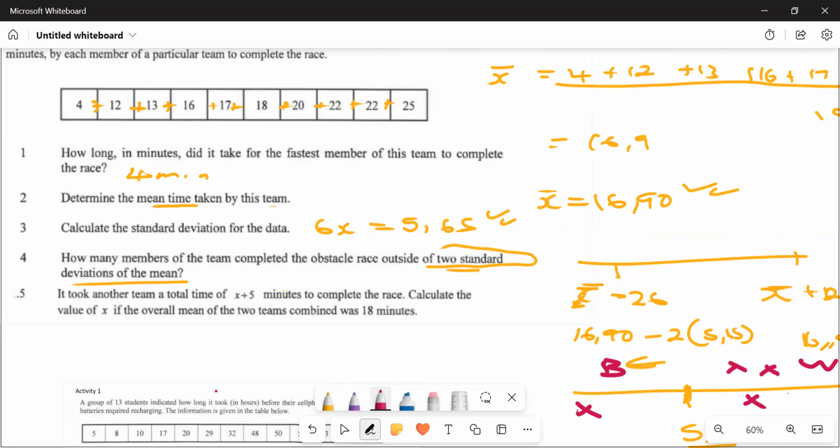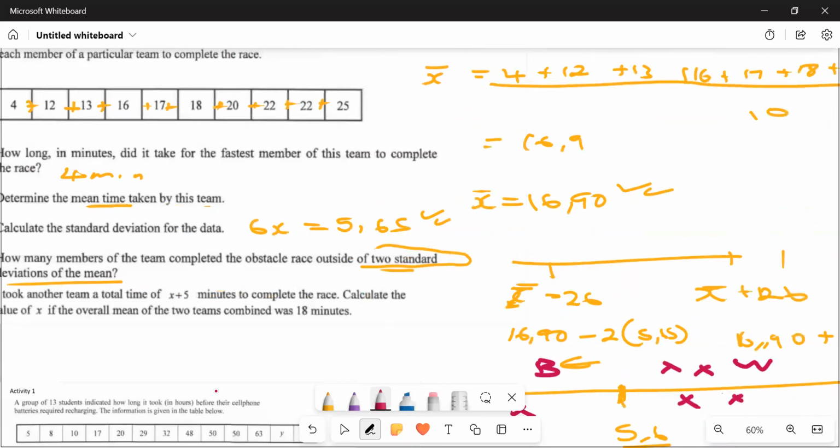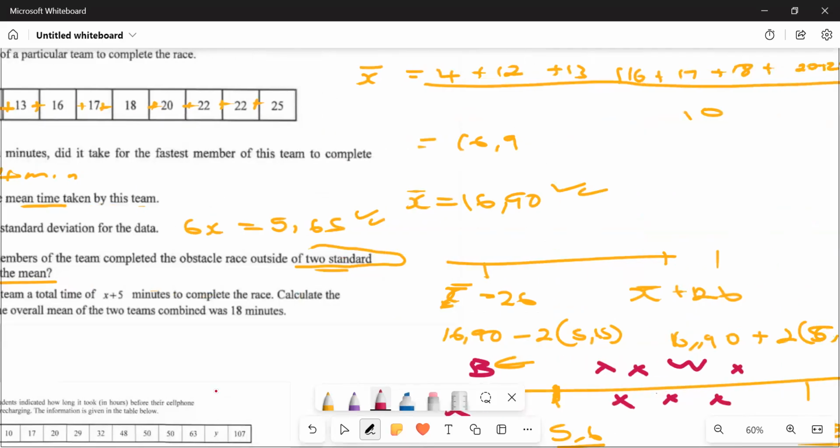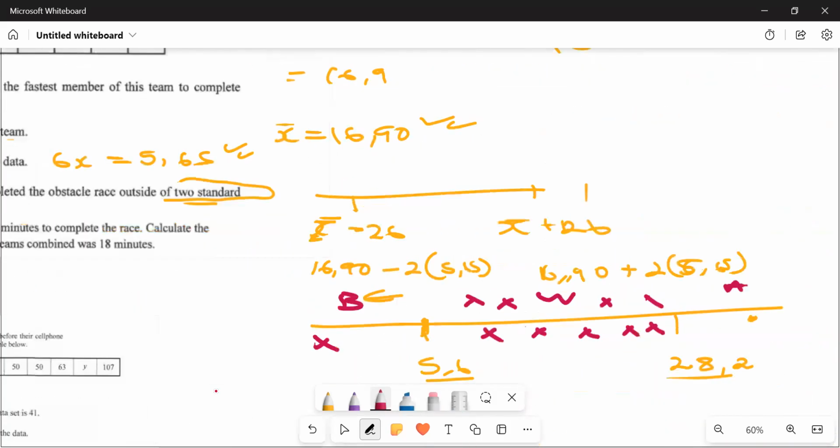Where do you find 17? Where do you find 18? Where do you find 20? Where do you find 22? Where do you find 25? It's still within again. Now, how many values are within all in all? How many values are within? There are 9 again.